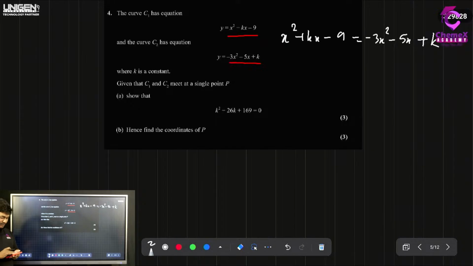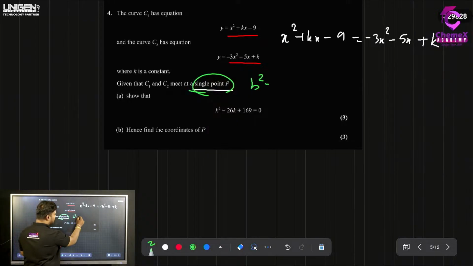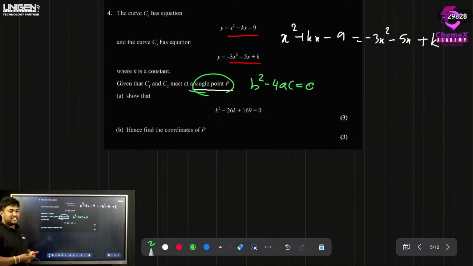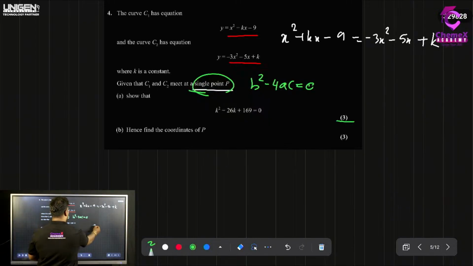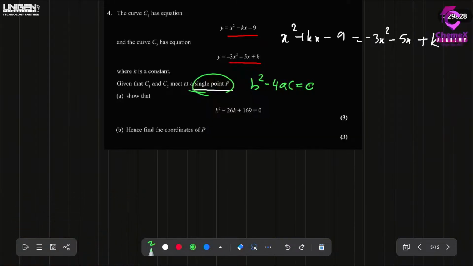Are you going to use the quadratic formula? Can you see they say it meets at a single point. These are called keywords. When this part comes, it's a single root. So if it's a single root, you should know this equation equals 0. If you can remember that, you actually scored the 3 marks. So b squared minus 4ac is equal to 0 if it's one single root.